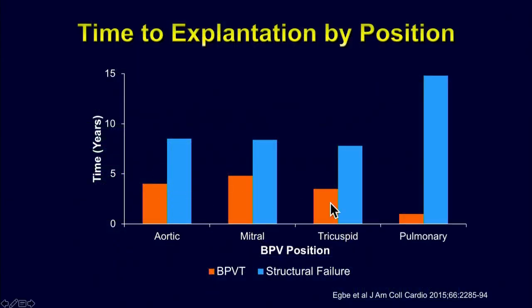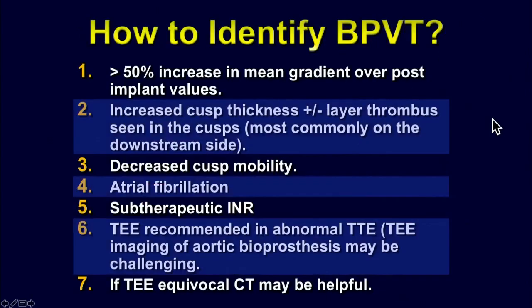Again, if you look at aortic, mitral, tricuspid, bioprosthetic valve thrombosis occurs much earlier than structural valve deterioration that we see in blue, regardless of the valve position. How do we identify bioprosthetic valve thrombosis? Try to remember these few tips. These are patients that the mean gradient has increased by 50% from the baseline that you'd taken immediately after surgery. The cusps look thick. The cusps may be immobile. Patients with atrial fibrillation and a subtherapeutic INR, all of these would suggest the possibility of bioprosthetic valve thrombosis.